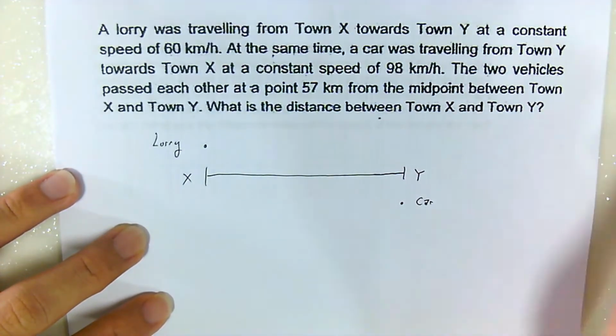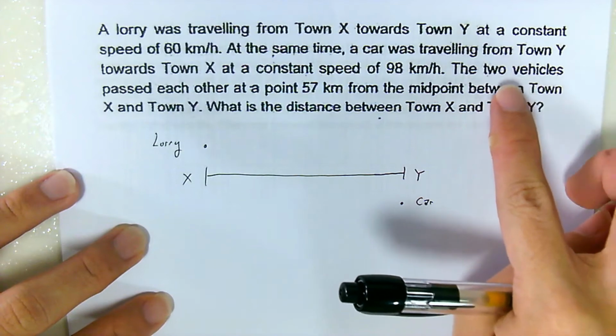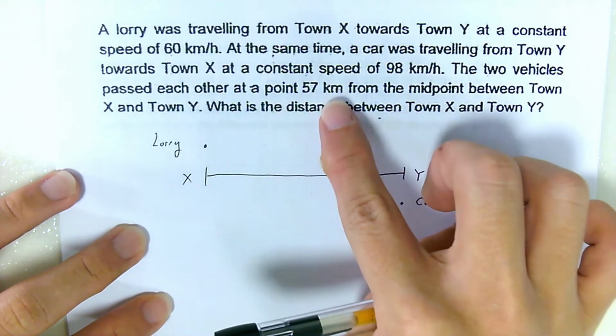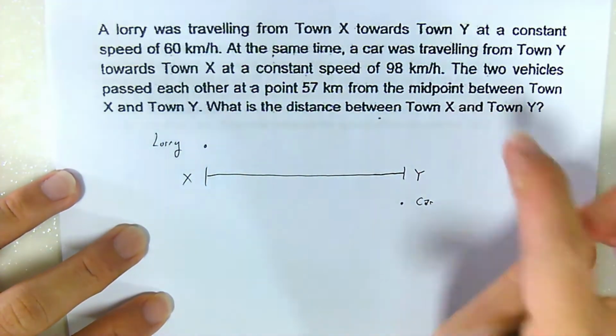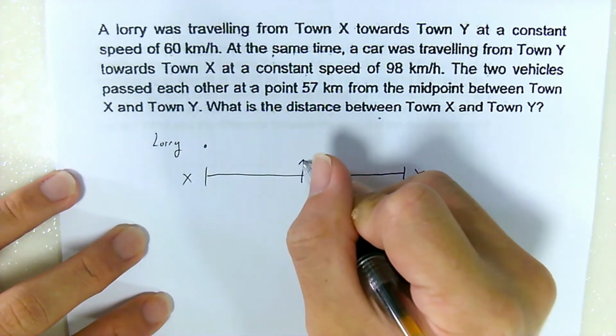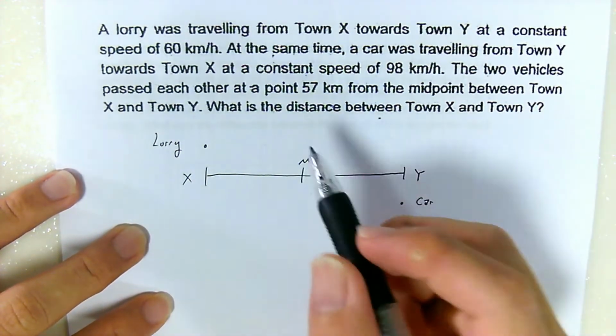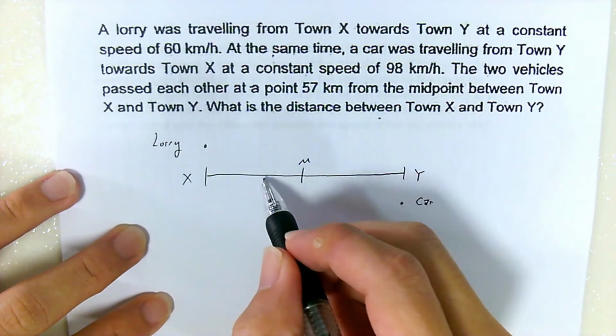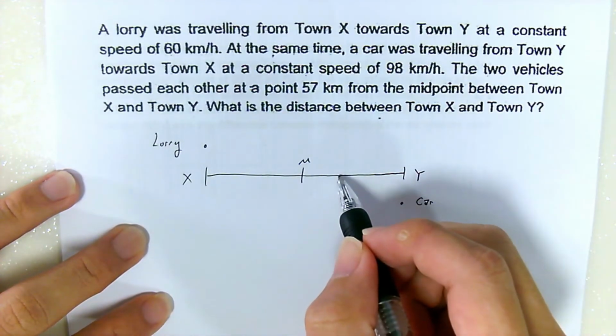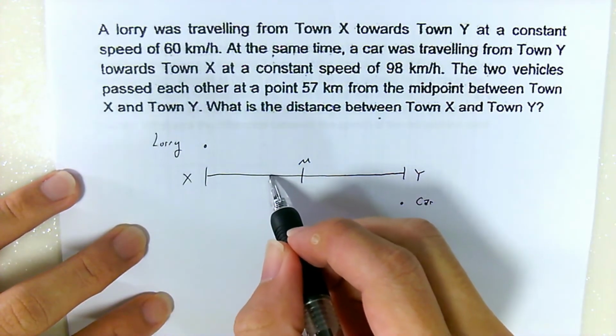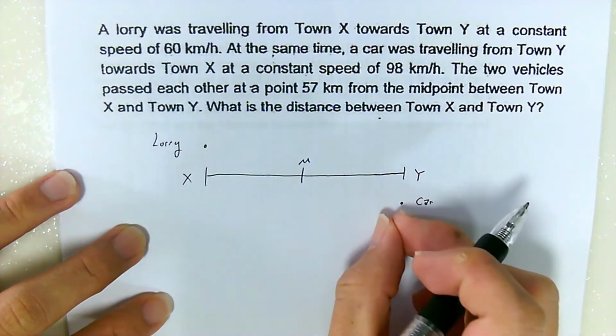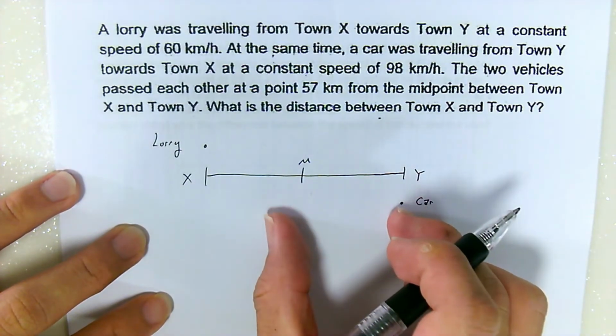Now, they told us that at some point in time, right, the two vehicles will pass each other, which means that they will meet at 57 km away from the midpoint. Let's just call this the midpoint, let's call this M. Okay? When they say 57 away from the midpoint, right, will it be over here or will it be over here? Logic will tell you that it should be over here. Why? It's because the car is faster. So the car will travel more than the lorry.